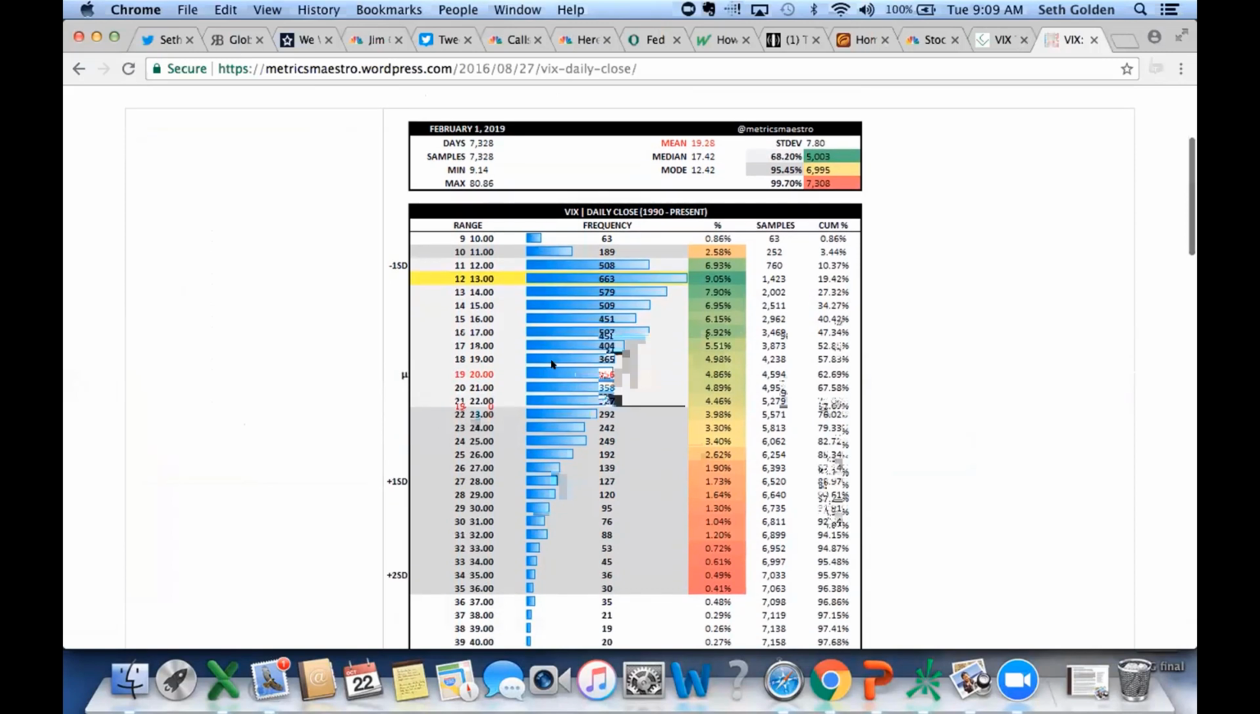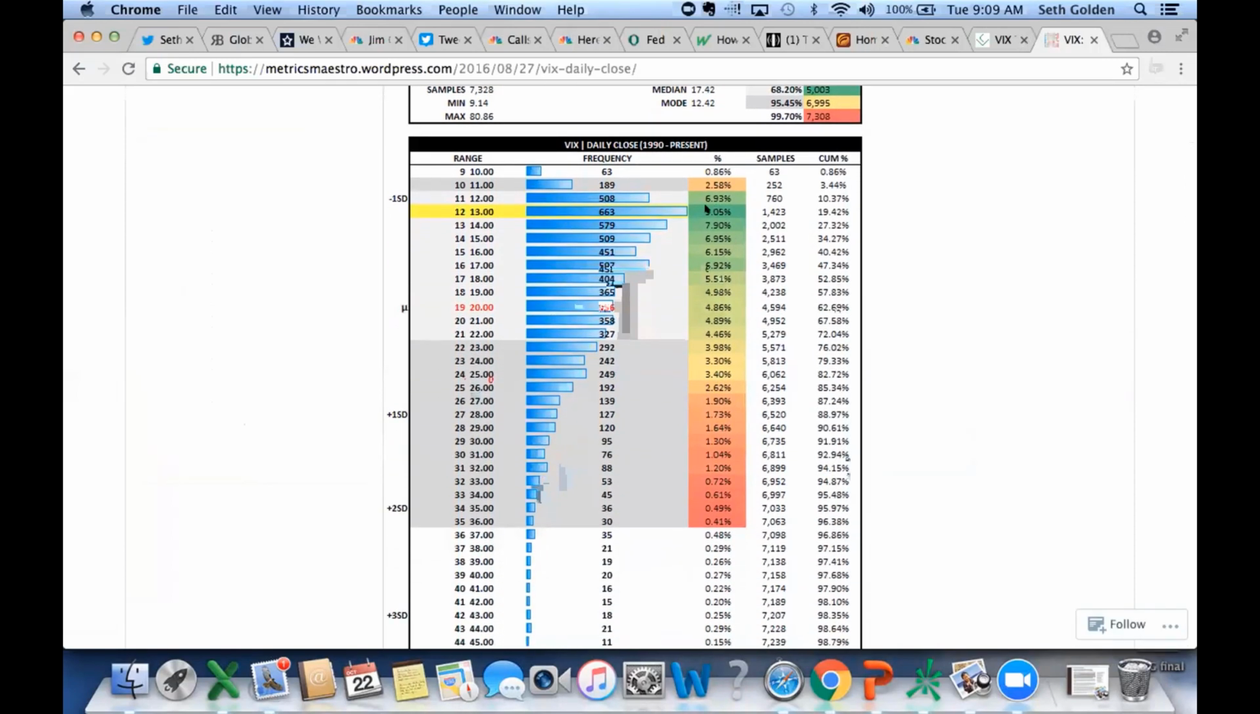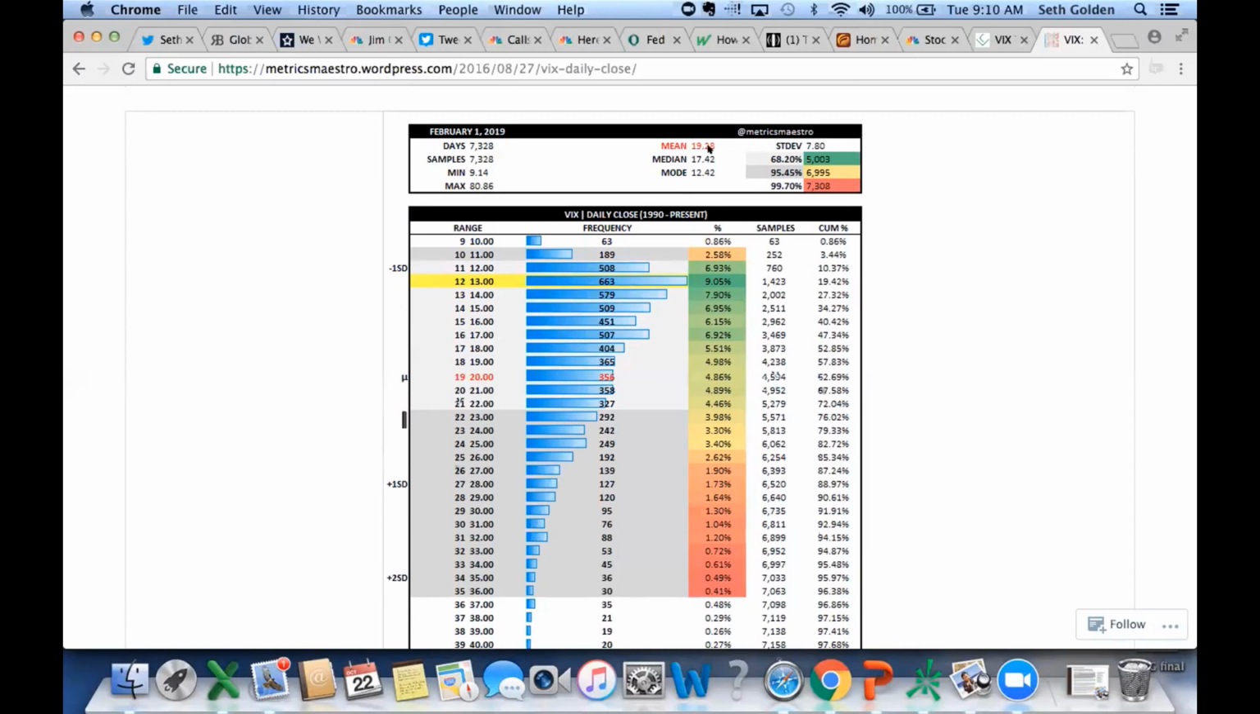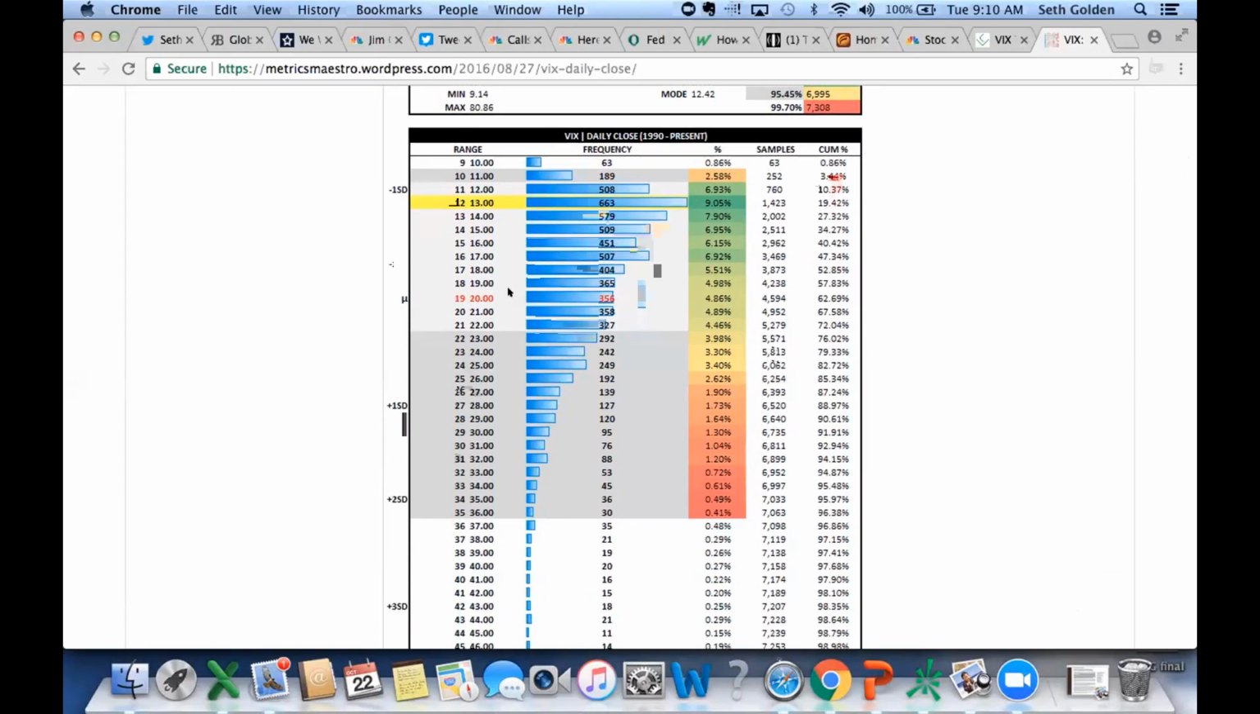When we look at the chart here, you can see 9.05% here around the 13 level, 6.93% is the 12 level, so on and so forth. But everybody always refers to the mean, 19.28. It just doesn't spend a whole lot of time there at 19.28. The majority of the time it spends around here.